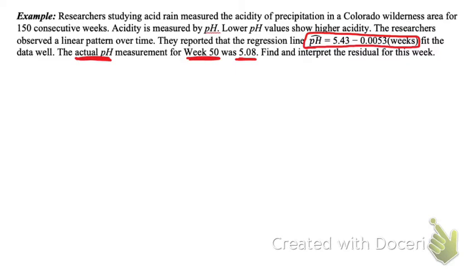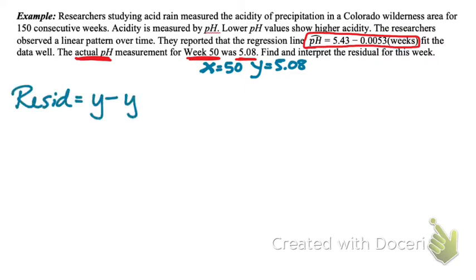My x value is the weeks, so this is week 50. So x equals 50. The pH is the y value, so my y value here is 5.08. That is the actual data value. To find a residual, I need to take the actual y and subtract the predicted y. The actual y is 5.08. To find the predicted y, what do we do?